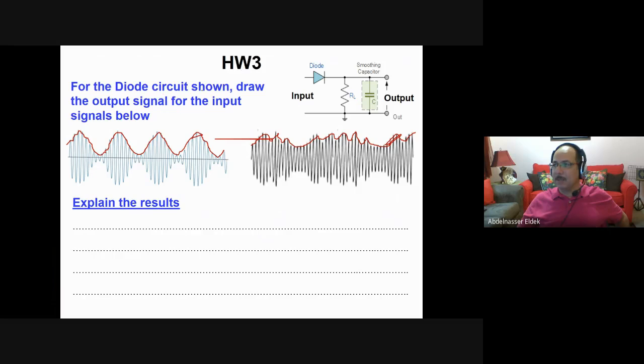So for this diode circuit, draw the output signal for the input signal below, and explain the result. Why does it look like this? Because this is actually a half-wave rectifier. When the voltage is positive, you are charging the capacitor. When it is negative, it will discharge, and then it will return back when it is positive, and so on.